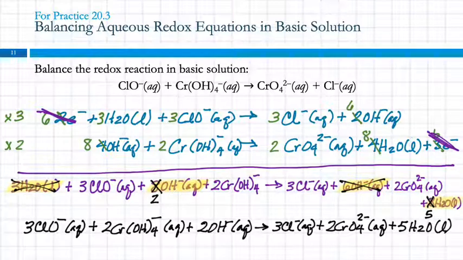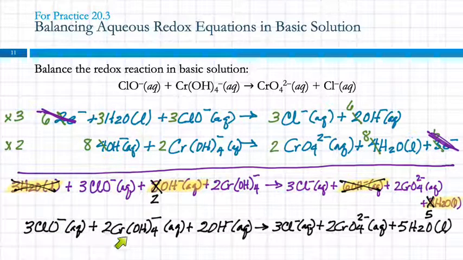You can see it'd be really easy to just make a mistake just copying it down. So I'm going to double check here. 3 chlorines and 3 chlorines. 2 chromiums and 2 chromiums. There's 4 hydrogens plus 2 is 6 hydrogens. Nope, wait. 2 times 4, 8 hydrogens, and 2 is 10, which is good because there's 10 over there.